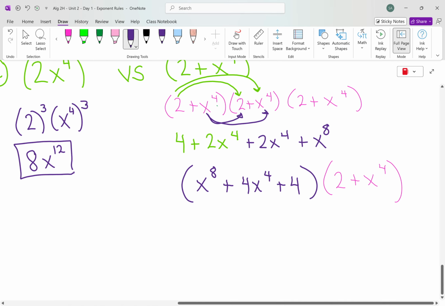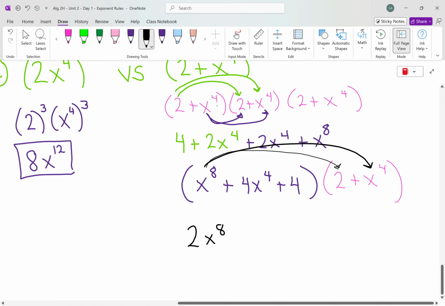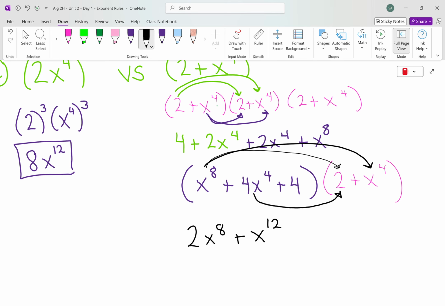So now I have to multiply this out again. I'm going to triple distribute. That's what I call this. We're going to triple distribute this. So give me a different color. Use black. x to the 8th times 2 is 2x to the 8th. x to the 8th times x to the 4th is x to the 12th. Good. Now I'm going to distribute in the 4x to the 4th. I'll double distribute it in. 4x to the 4th times 2 is 8x to the 4th. And 4x to the 4th times x to the 4th is 4x to the 8th.